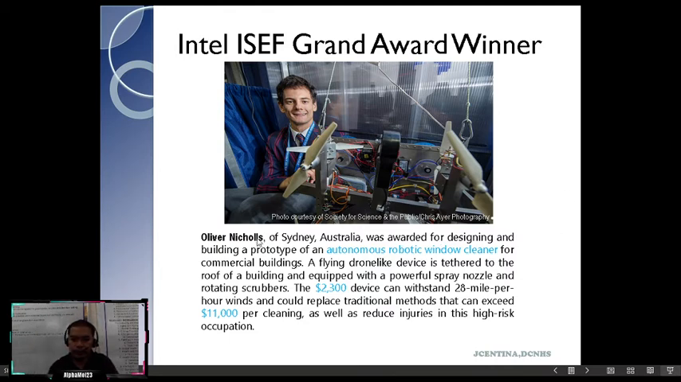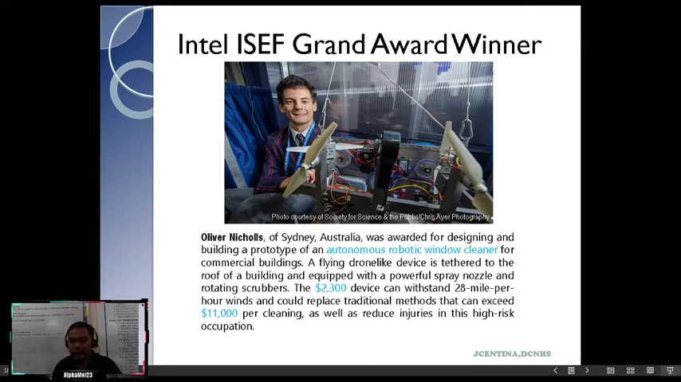So, Oliver Nichols was awarded for designing and building a prototype of an autonomous robotic window cleaner for commercial buildings. A flying drone-like device is tethered to the roof of a building and equipped with a powerful spray nozzle and rotating scrubbers. Okay? The $2,300 device can withstand 28-mile-per-hour winds and could replace traditional methods that can exceed $11,000 per cleaning, as well as reduce injuries in these high-risk occupations. Diba, window cleaner is a high-paying job abroad, because not anybody would pursue window cleaning since it's very dangerous.